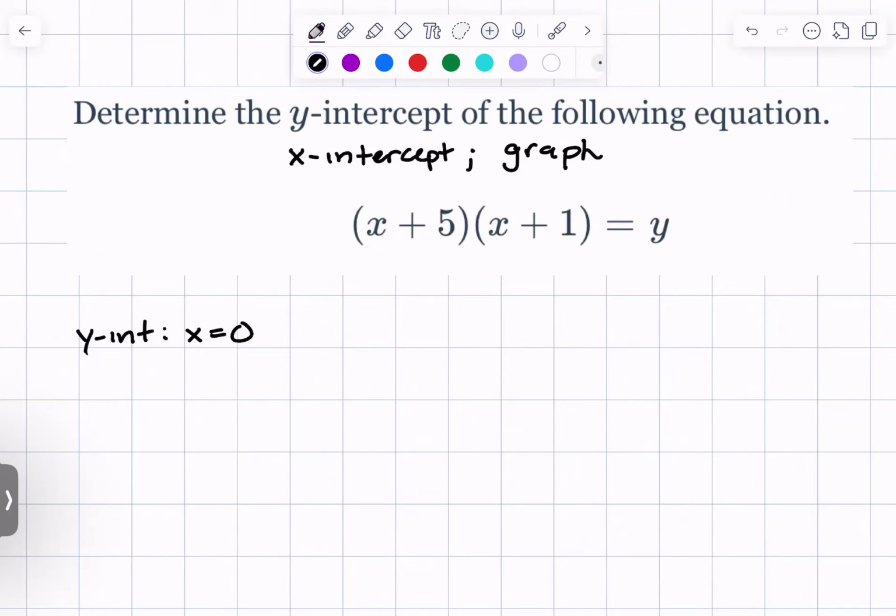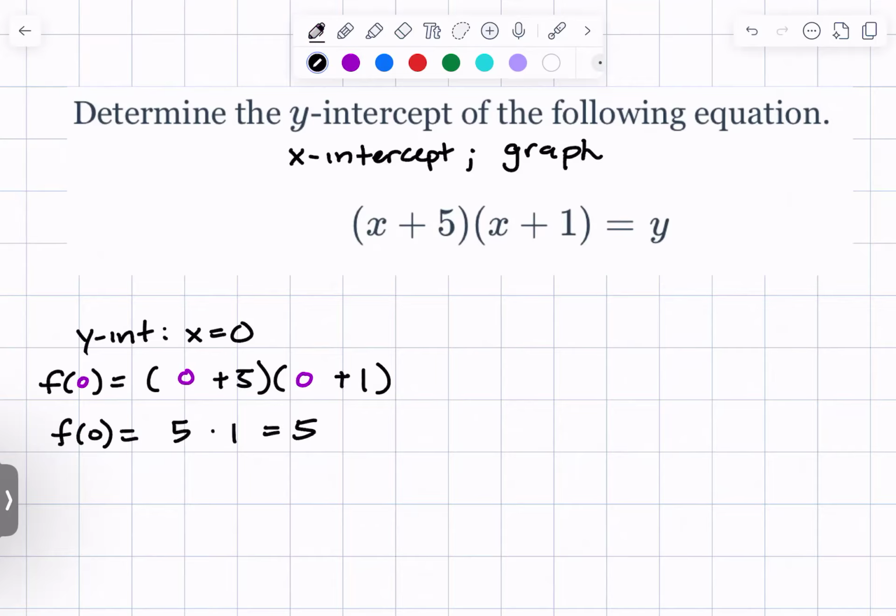Okay. So if x is 0, then f of x, which equals y, is equal to 0 plus 5 times 0 plus 1. Yeah, make x equal to 0. So f of 0 equals 5 times 1, which equals 5. So my y-intercept is 0, comma 5. Yeah, simple, easy. Just plug in x equals 0.